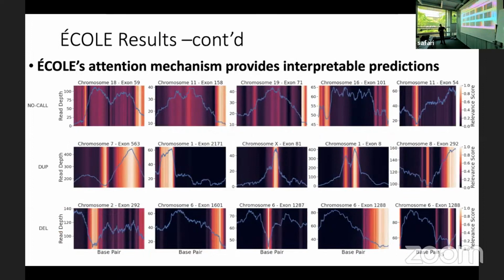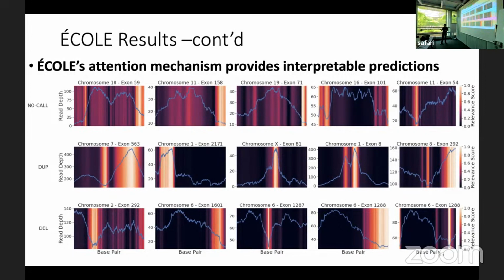So this transformer architecture lets us visualize the attention weights, meaning, I told you it learns which parts of the read depth signal are important to make a call. So it doesn't basically ignore some parts of the read depth signal. This is not what I need to focus on. And yeah, this is what it learns inside, and we can visualize it. So here you see the read depth signal, and the brighter the color, the more attention it spends.